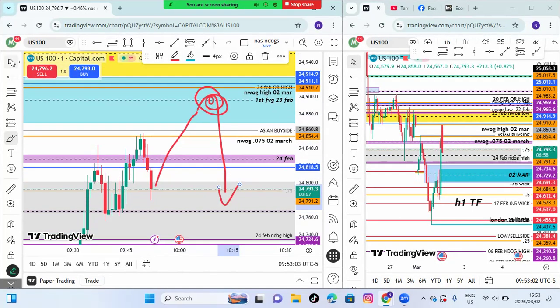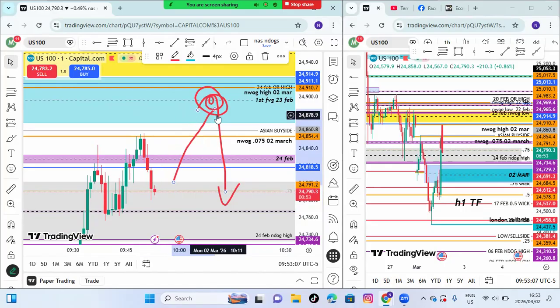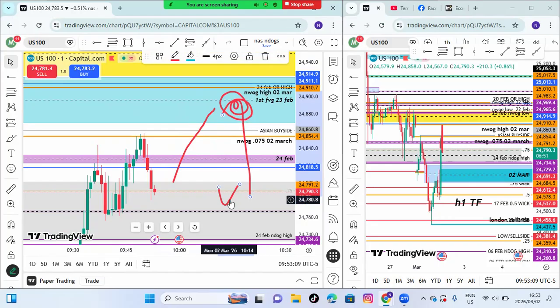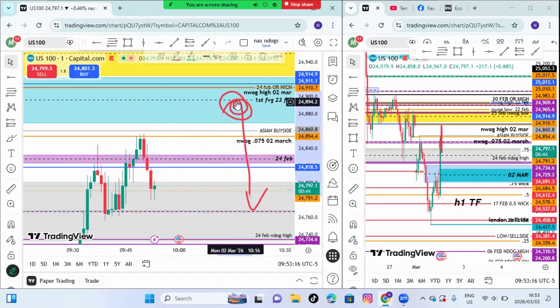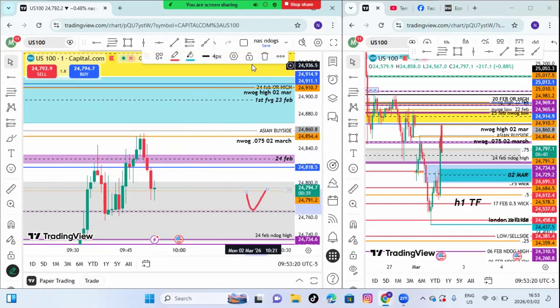So that's what I'm thinking. Currently looking at this price.